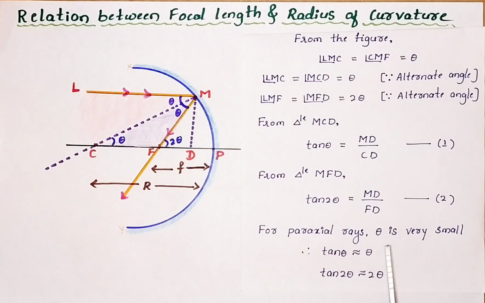So here for paraxial rays, theta is very small, so we can neglect the trigonometric functions. That's why you can observe equation 1 and 2. In equation 1 we have tan theta, in equation 2 we have tan 2 theta. So tan is neglected because theta is very small. Why is theta very small? Because we considered paraxial rays. What are paraxial rays? The rays which are very close to the principal axis and traveling parallel to it. So tan theta becomes theta and tan 2 theta is equivalent to 2 theta.